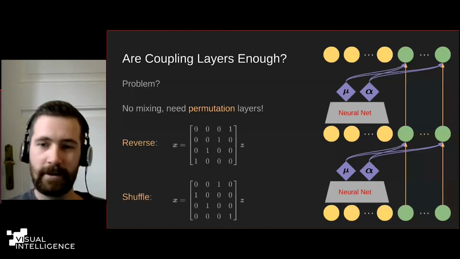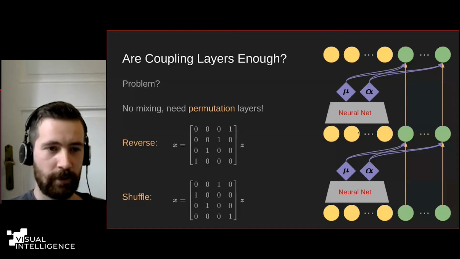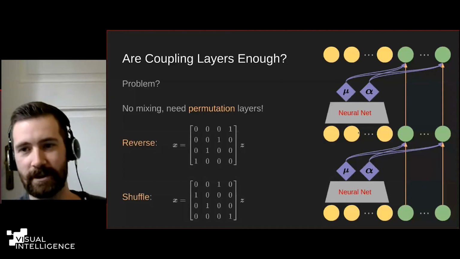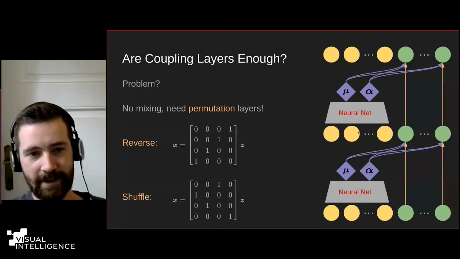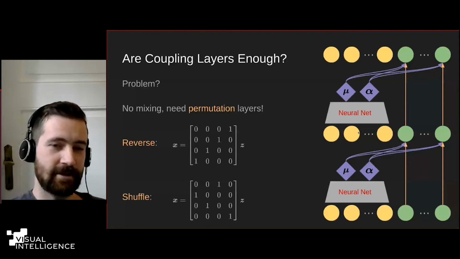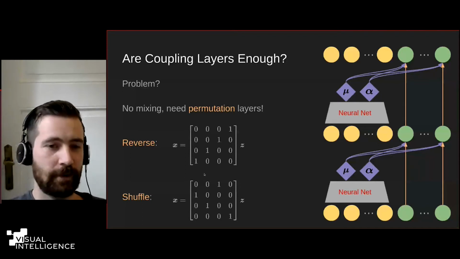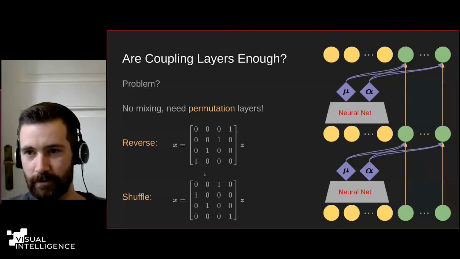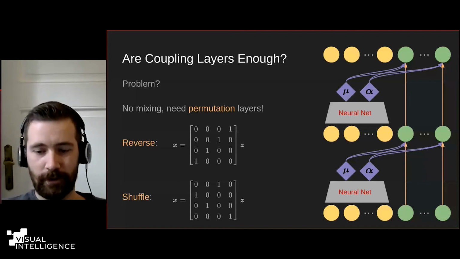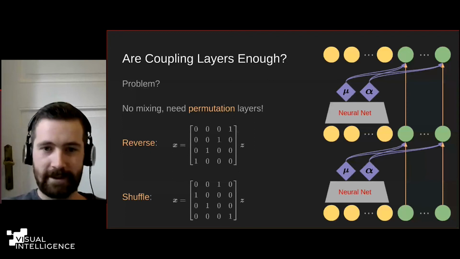That could be, for example, a reversing of the transformation, so you basically just flip them around, or some kind of shuffling. And these are also just invertible transformations, volume preserving, trivial to invert, and so on. So these two things together, you can build very expressive densities.